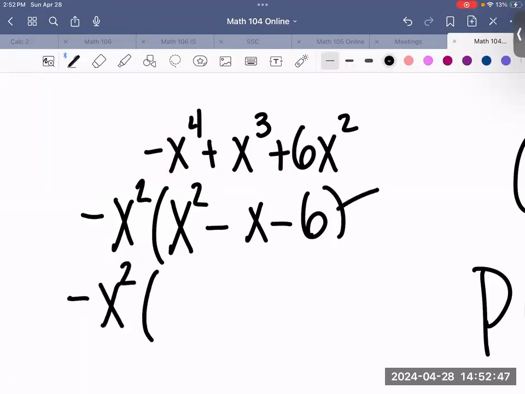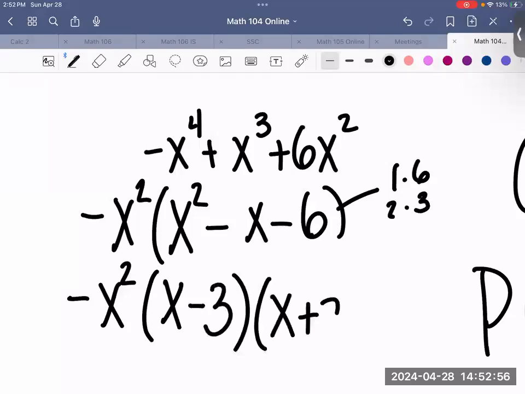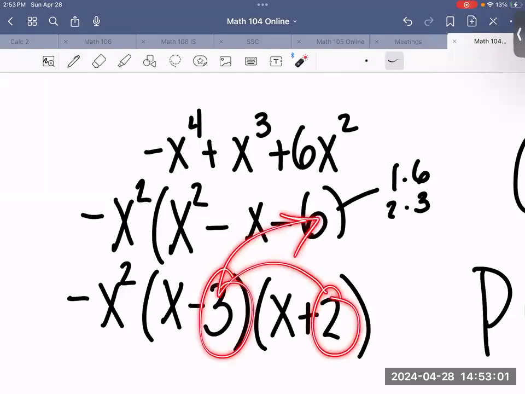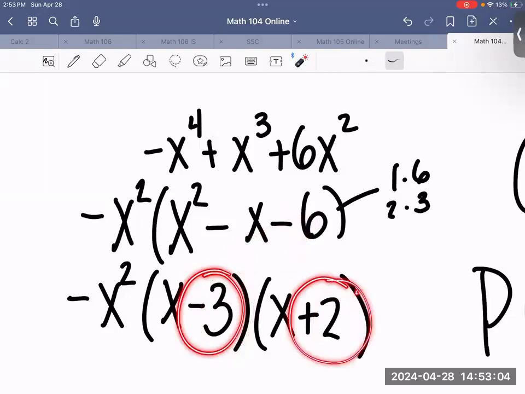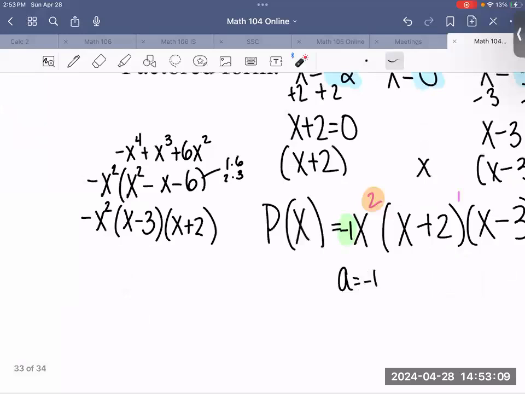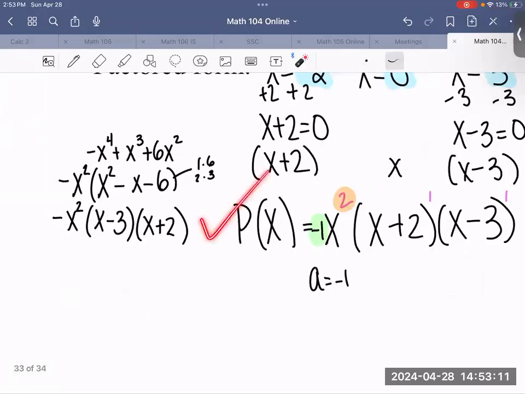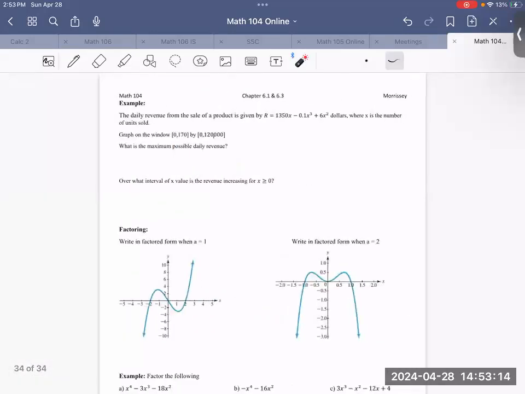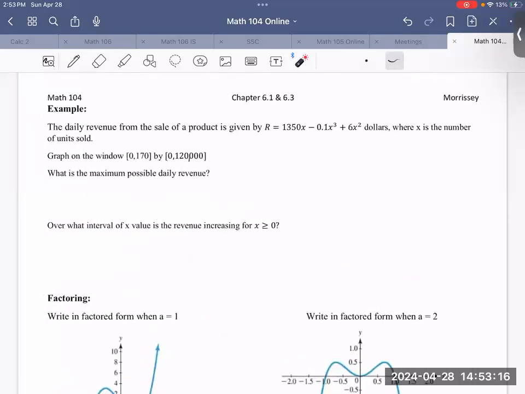So we're looking at 6: 1 and 6, 2 and 3, of which 2 and 3 is going to work as long as you have a negative 3 and a positive 2. We can also double check by multiplying these to get a negative 6 and then subtracting these to get a negative 1. Notice that that is the exact factored form you have over here, so that checks out. Now on to finally this example. We are looking at the maximum profit, and we are given a window here.